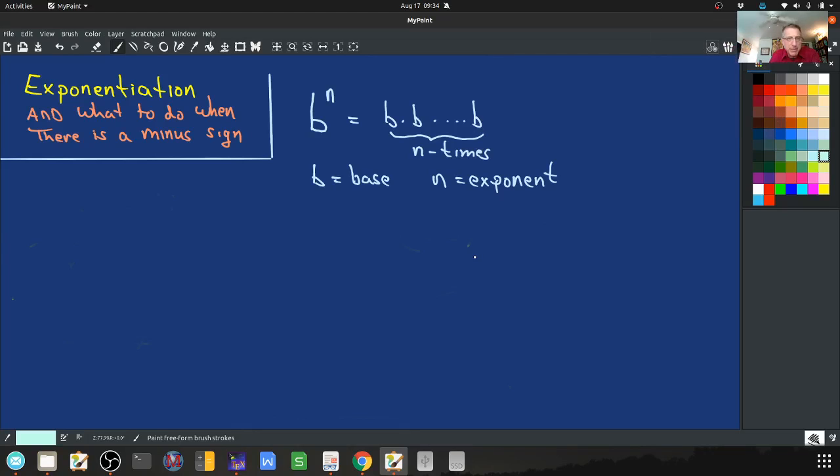So I want to talk about exponentiation, in particular address a common error: what to do when there's a minus sign. So remember that b to the n is the same as b multiplied by itself n times. B is just some number. B could be positive or b could be negative. So all you know is b to the n is whatever that number b is multiplied by itself n times.